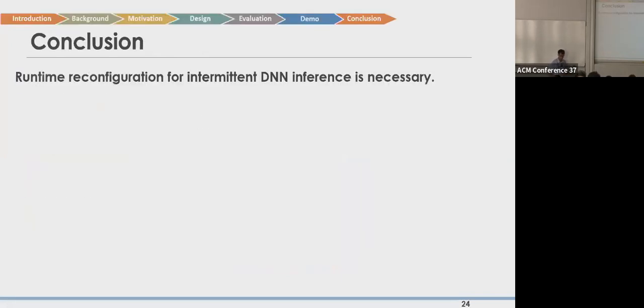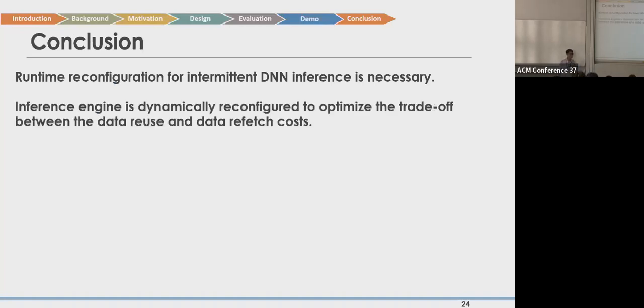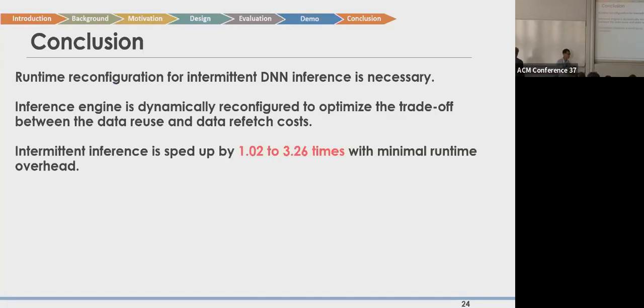Okay, and let me conclude my talk. Here we show that runtime reconfiguration is very important for intermittent deep inference. And we propose an approach to dynamically reconfigure the inference engine so that it can maintain the balance between data reuse and data refetch. And in the experiments, we show that we improve the intermittent inference by 1.02 to 3.26 times, and the overhead is minimal.